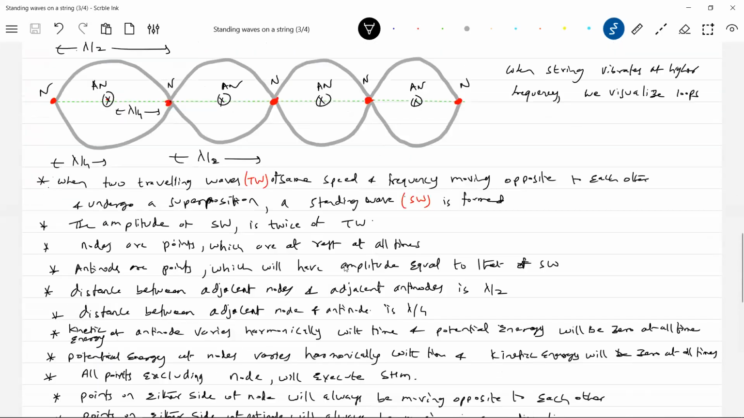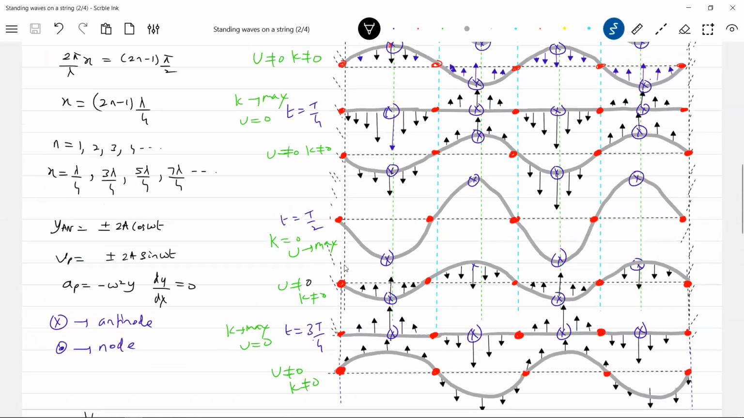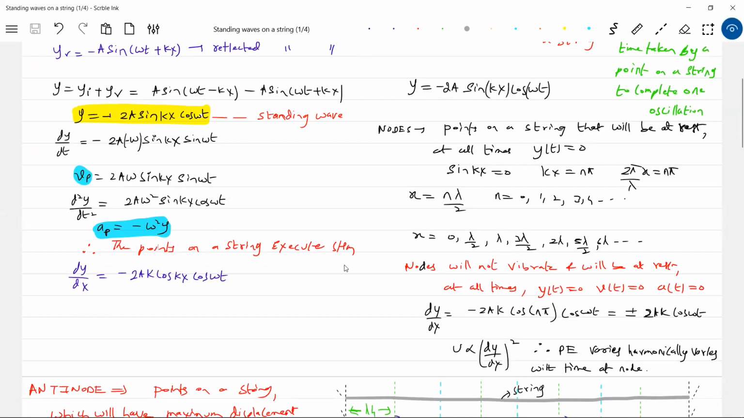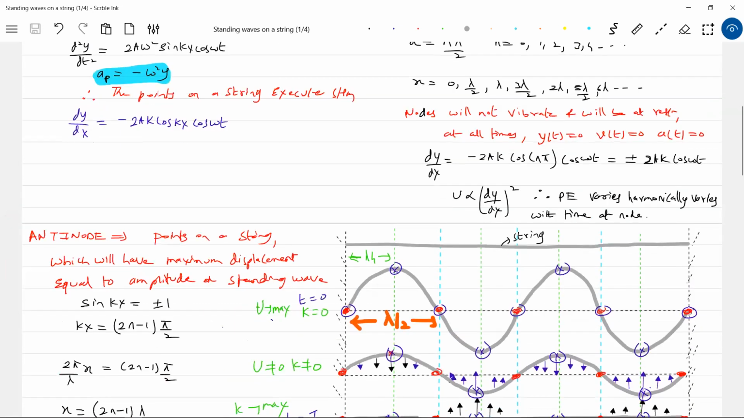So let's do one thing. Sir, I want the speed of a certain point on a string at x equal to lambda by 8 at a certain instant of time. Okay, directly substitute x equal to lambda by 8 and put that time. So with this formula, what can you calculate? The speed of any point on a string at any time t, the acceleration of any point on a string at any time t, the displacement of any point at any time t. Now we have enough information, mathematics here. This is about the standing wave.